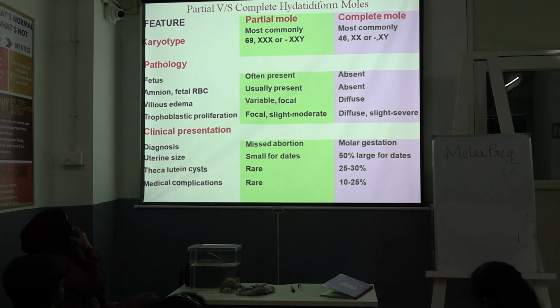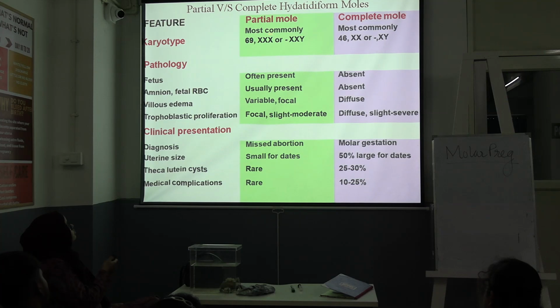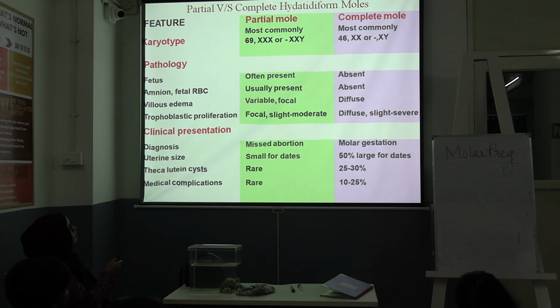So for the difference, this chart is there. This is a very important chart. Here in short you can see all these things. First is the karyotype. It is most commonly 46XX or rarely 46XY in complete mole, and 69XXY in partial mole. Fetus is absent in complete mole and often present in partial mole. Amnion and fetal RBCs are usually present in partial mole and absent in complete mole. Villus edema is diffuse in complete mole and only focal or variable in partial mole. Trophoblastic proliferation is diffuse and severe in complete mole. It is focal or slight to moderate in partial mole.